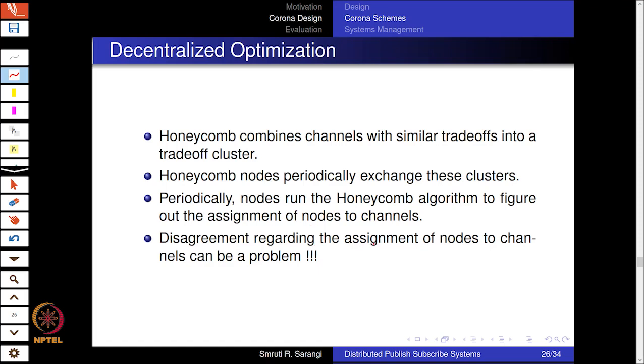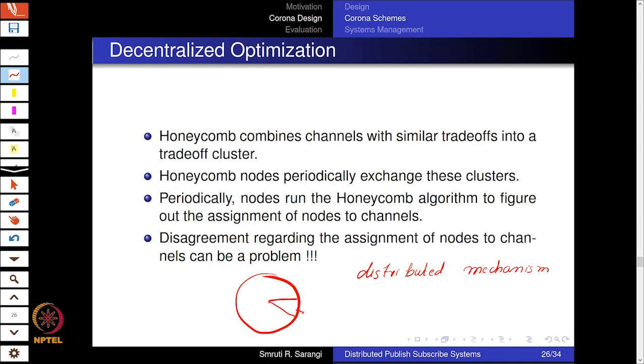And of course, disagreement regarding the assignment of nodes to channels can be a problem, but this of course does not happen. But the key idea over here is that there is a distributed mechanism of solving the optimization problem. So it is not that one central site solves it. Instead, what happens is that if, let's say, this is the wedge, each of the nodes individually solves the problem, and each of the nodes individually can on its own volition increase or reduce the polling level.